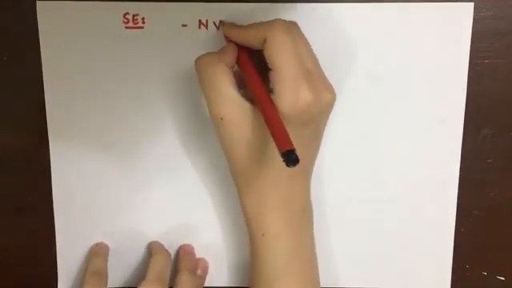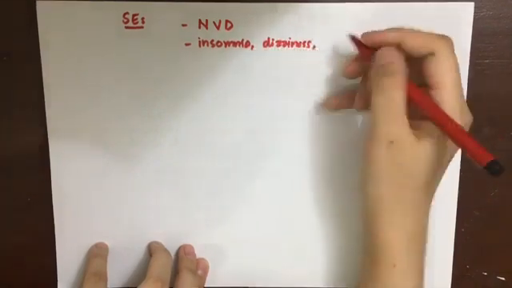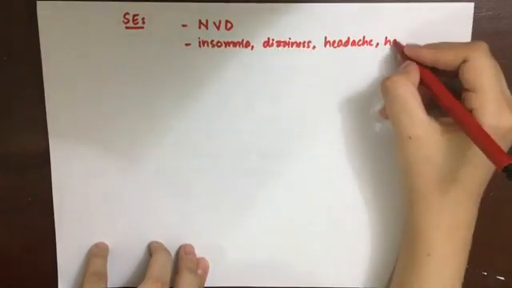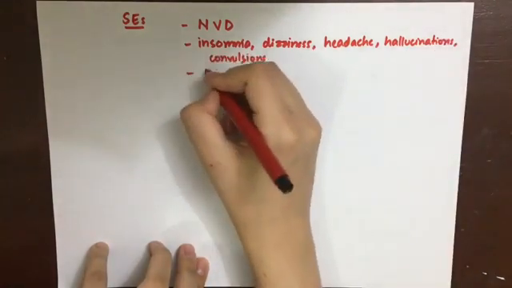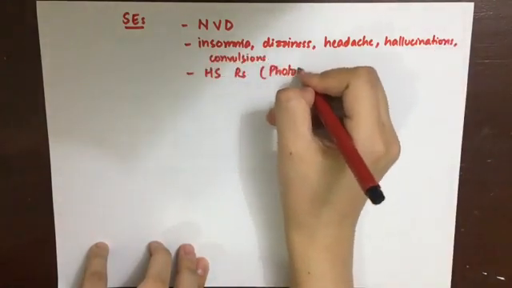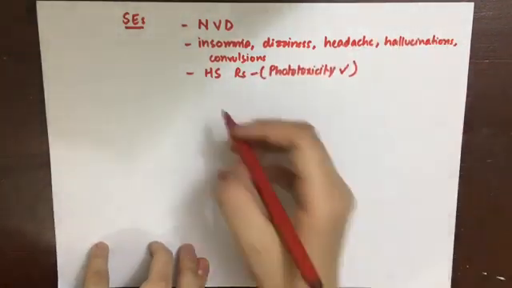Lastly, their side effects are mostly associated with the GI tract, that is nausea, vomiting, diarrhea, and discomfort. CNS effects can include headache, dizziness, hallucinations, and even convulsions. There are also hypersensitivity reactions, and phototoxicity is also there, just like sulfonamides.